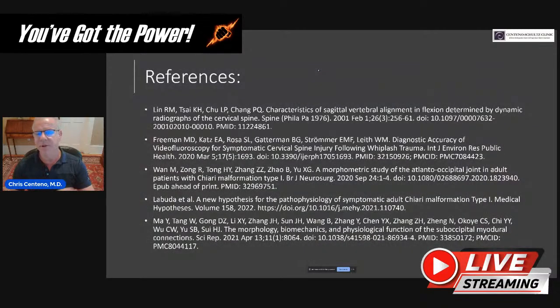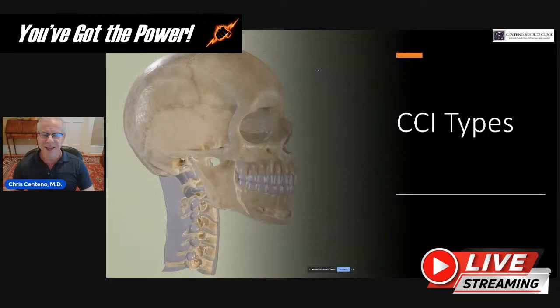So these are some of the references that went into today's presentation. So let's get into CCI types. What are the different kinds of CCI, and why should we care, and why is this critical for you to understand?